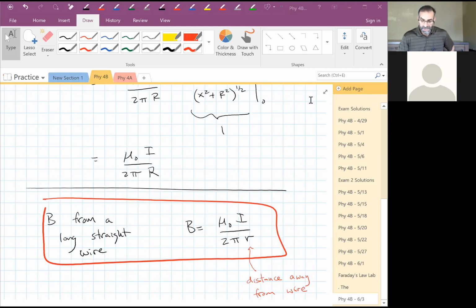Are we ready for another example? Let's do one where we don't have an infinite line.